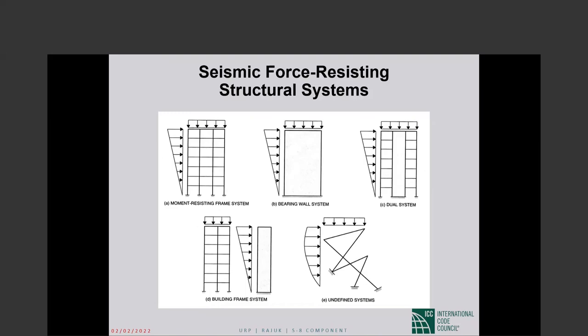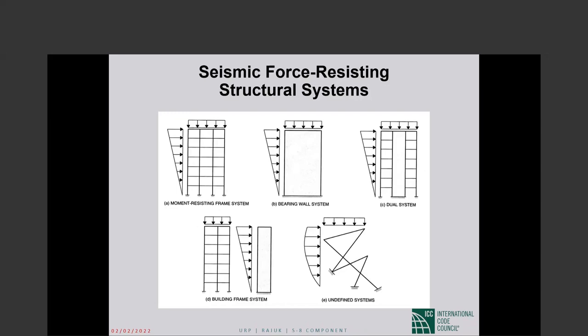So the frames must carry substantially all the gravity, and they must be substantially complete or essentially complete. Again, essentially complete frames may mean that the frame is not 100% complete, so there is a little bit of leeway that the code gives you, but basically 100% of the lateral forces go to the shear walls and the frames carry all the gravity.